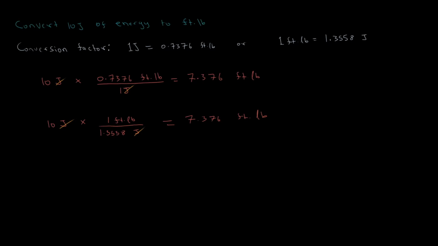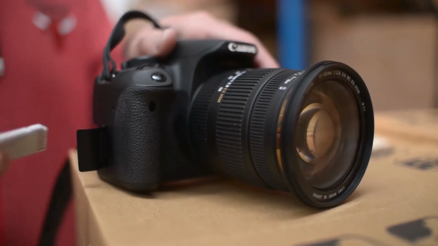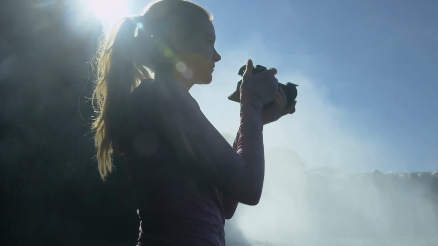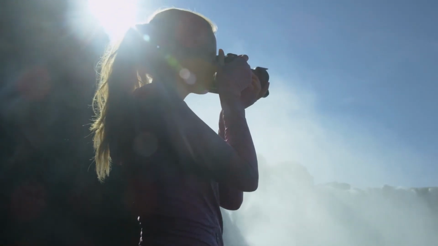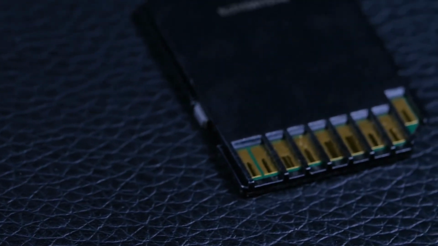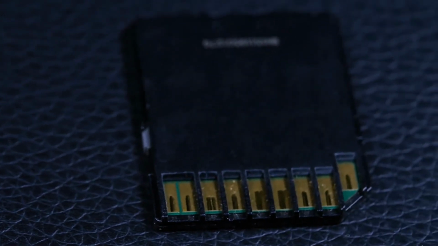Now here's a practical example for you to try on your own. When buying an SD card for a camera, oftentimes manufacturers advertise the card's read speed in megabytes per second. But cameras typically advertise that they record in megabits per second. So what this means is, if you're shopping for an SD card, you have to convert from megabits to megabytes.